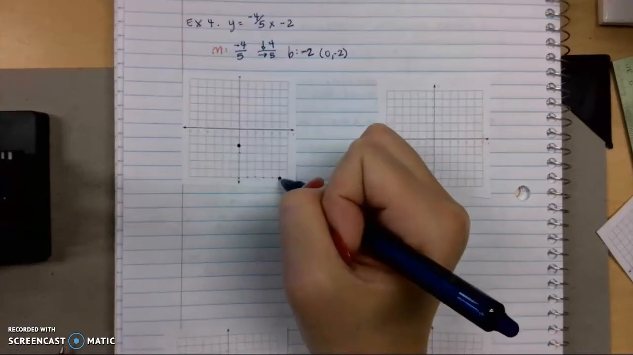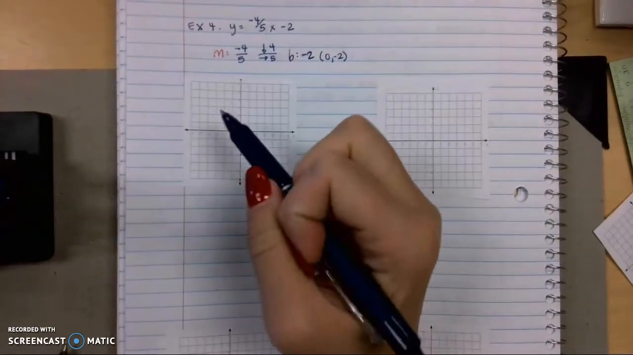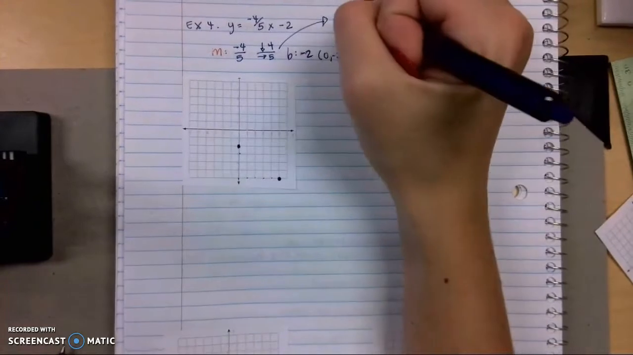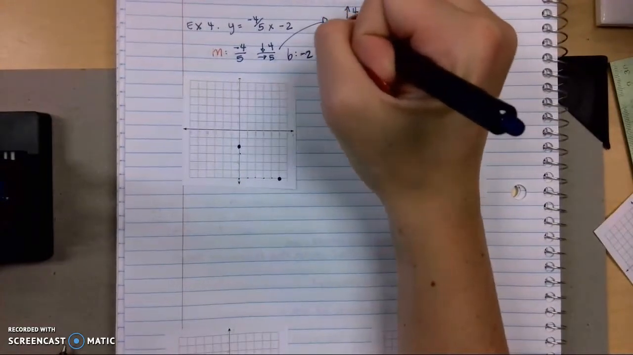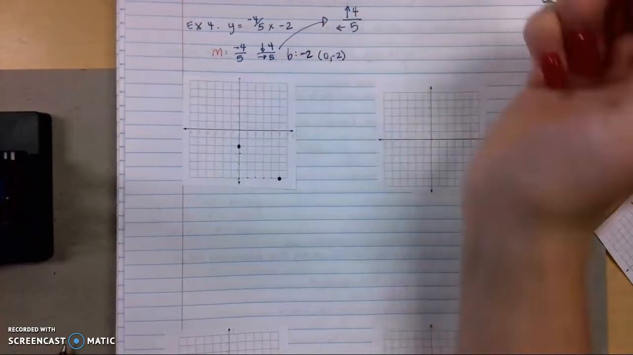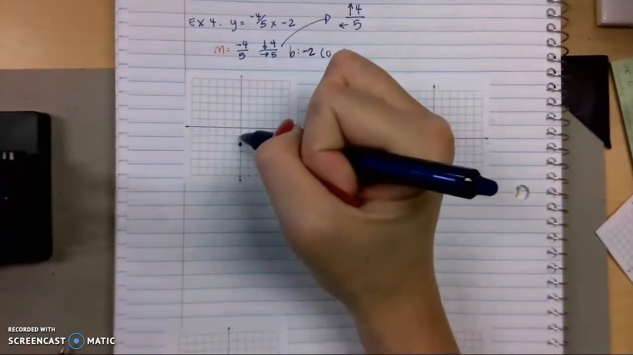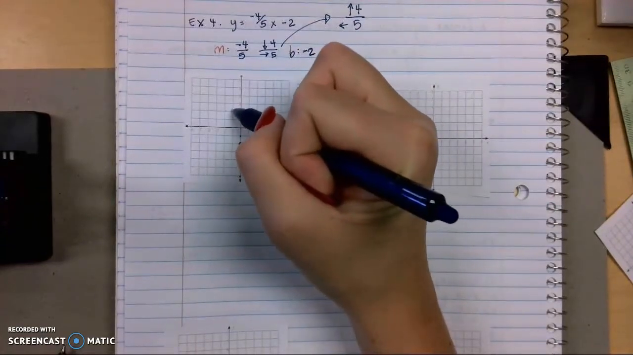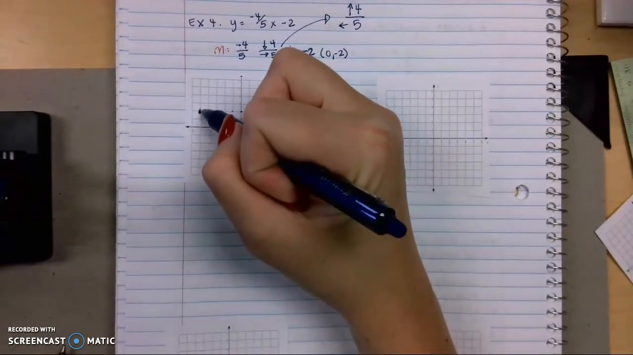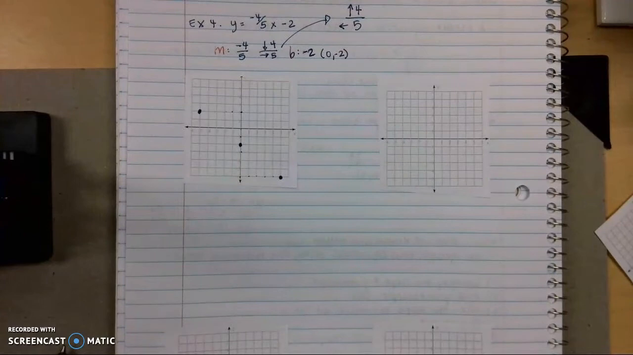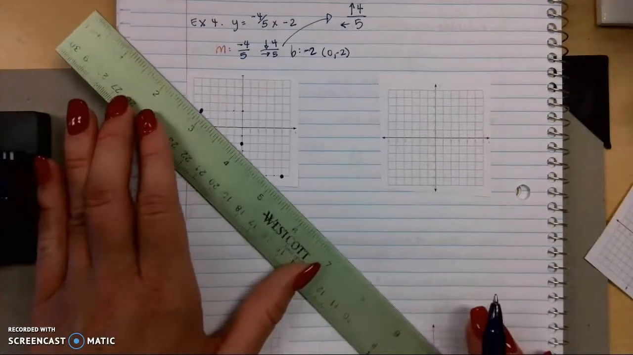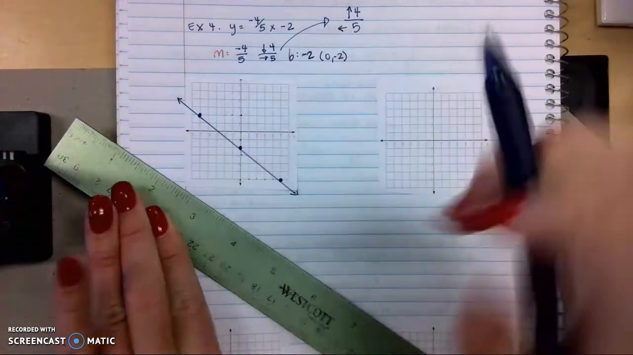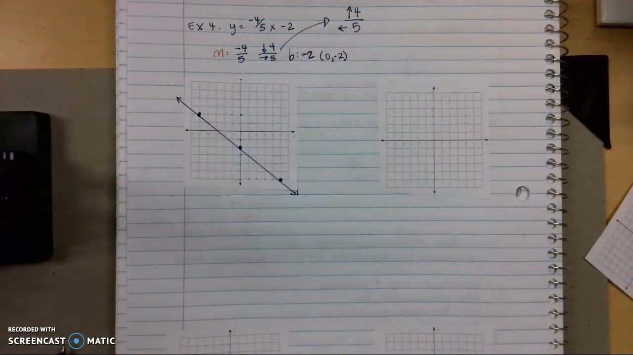So from here, I need to make another point, but I can't keep going in this direction. So I'm going to go back to my original point, and I can go the opposite direction, which is up 4 to the left 5. It'll still be in our line. So I'm going to go up 1, 2, 3, 4 to the left, 1, 2, 3, 4, 5. Now I have my 3 points. I'm going to grab my ruler, draw a line through my points, and ta-da!